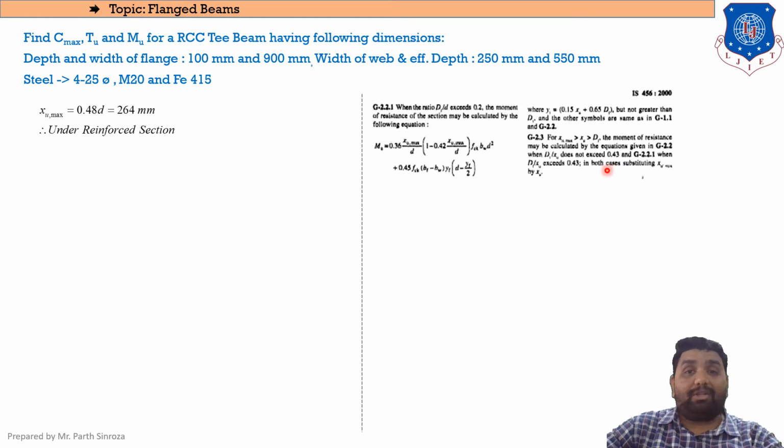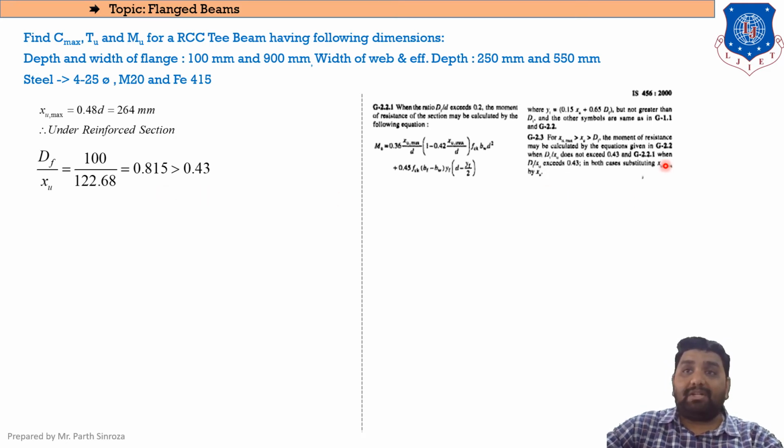But this is the most important thing to remember, that in both the cases, whether the ratio is less than or equal to 0.43 or greater than 0.43, we have to substitute the term XU max by XU. Do not forget that. Clear? So now we will be finding the ratio. The ratio DF by XU, DF is 100, that is given in the question. XU we have calculated to be 122.68. So this ratio comes out to be 0.815, which is greater than 0.43.